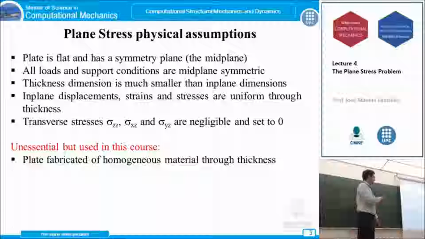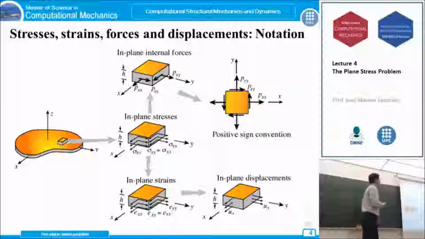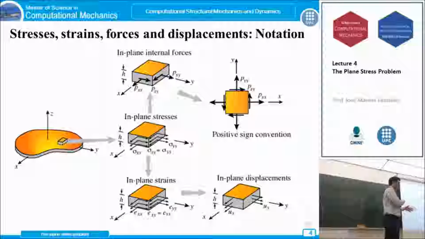Okay. These are the physical assumptions for plane stress, and additionally, in this course, we consider that this plate is fabricated of homogeneous materials. We consider this material as homogeneous through the thickness. So we don't have a change of materials through the thickness, just to simplify the solution of the problem. So what happens with these stresses, forces and displacements in our plates? The same thing we have done with the bar element, that's defining these magnitudes. So we are going to talk about the internal forces applied in this mid-plane. Look, these internal forces here applied in the mid-plane.